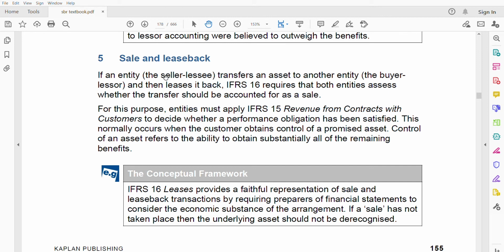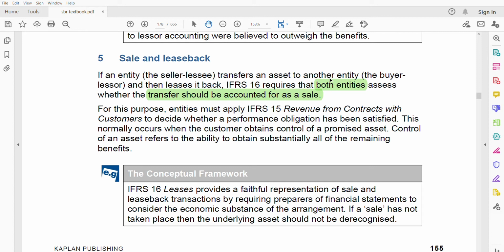Now, if an entity, the seller, lessee, transfers an asset to another entity, the buyer, lessor, and then leases it back, IFRS 16 requires that both entities assess whether the transfer should be accounted for as sale. Both entities, not for one. Both entities should assess what? Whether that transfer was sale or not. Because if it's a sale, you have to apply IFRS 15. But if it's not a sale, then IFRS 15 you cannot apply. Because IFRS 15 is revenue from contracts with customers. Lease is also a contract only.